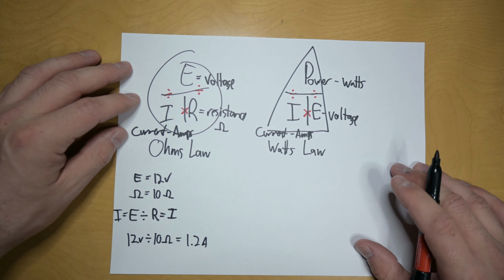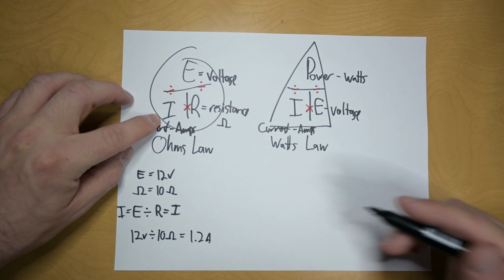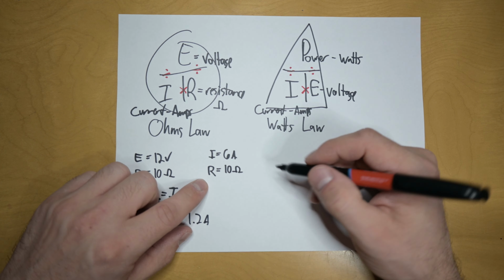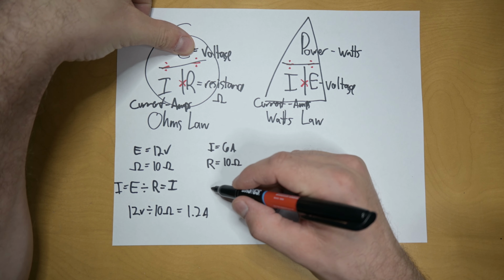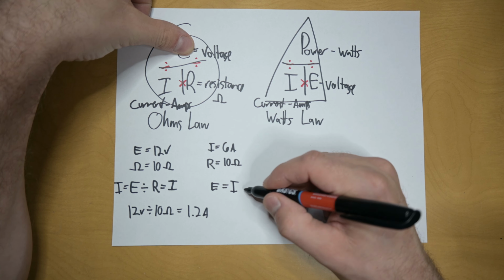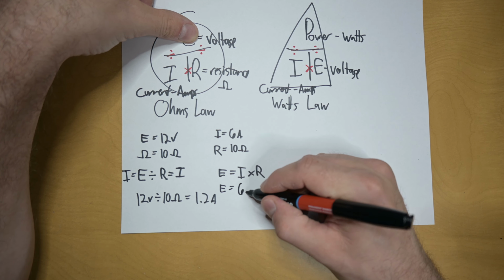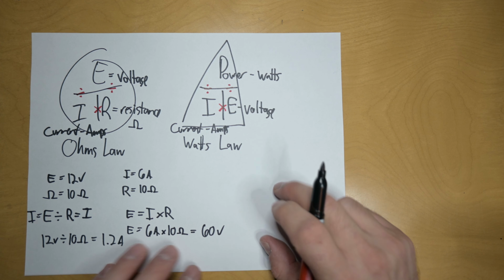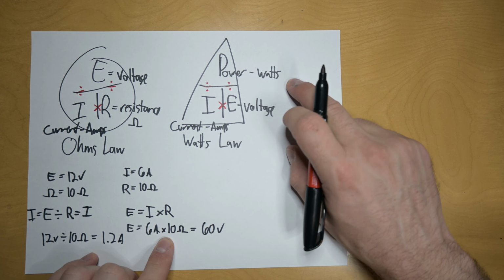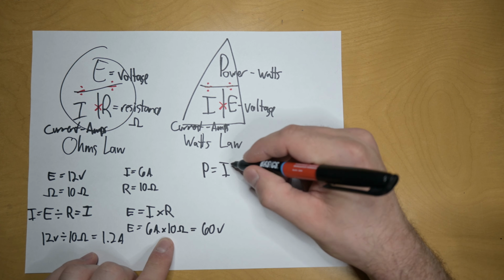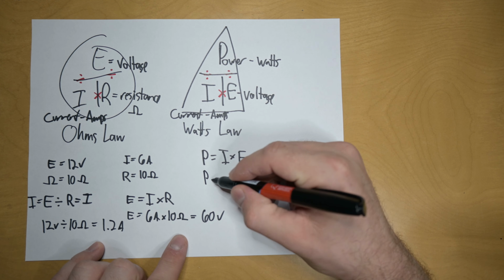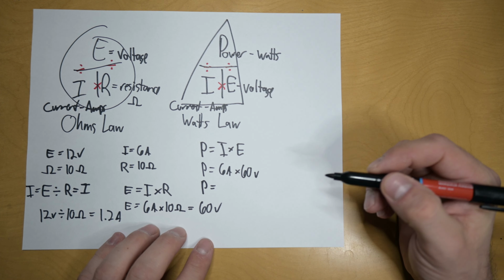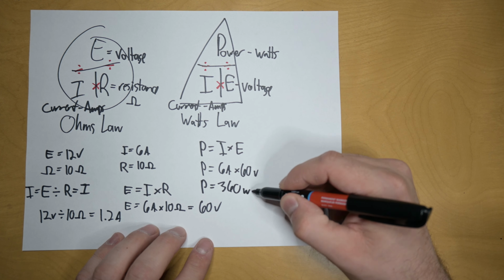If we are looking for our voltage, and let's say we had a current of 6 amps and a resistance of 10 ohms, our formula would be E equals I times R, which would give us 60 volts. Watt's law works very much in the same way. If we're looking for the wattage of this circuit, we would have P equals I times E, which is 6 amps times 60 volts, and that would give us a wattage of 360 watts.